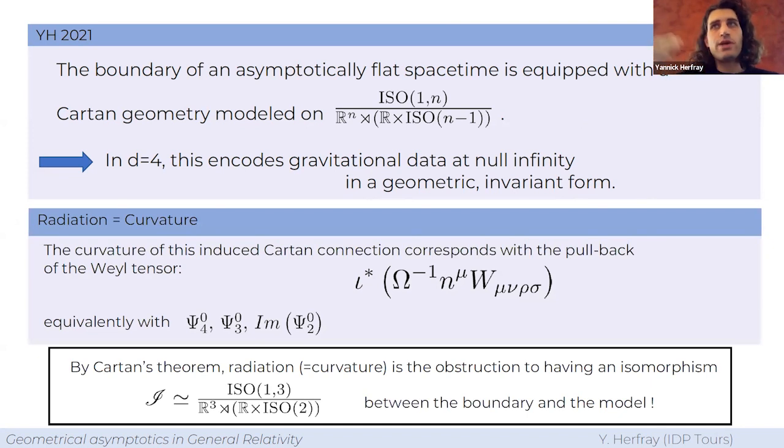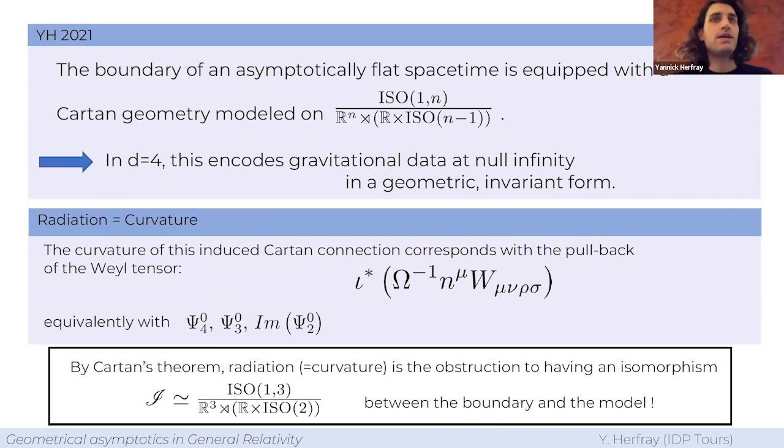Okay, now you can push this idea even further. Strictly speaking, what the connection encodes are gravitational characteristic data, and the presence of radiation per se is really invariantly described by the presence of curvature. You compute the curvature of this connection, something that makes complete sense from the Cartan geometry perspective. What you figure out, when matching this curvature at the boundary with the asymptotic data of your Minkowski space, is that it's computing some pieces of the Weyl tensor, so these Newman-Penrose coefficients, psi 4, psi 3, the imaginary part of psi 2, which are essentially a realization of gravitational radiation.